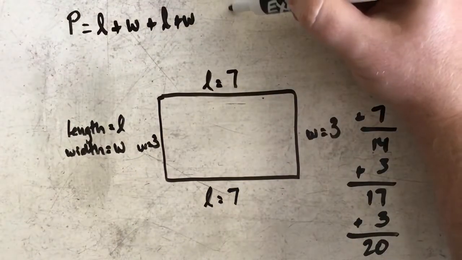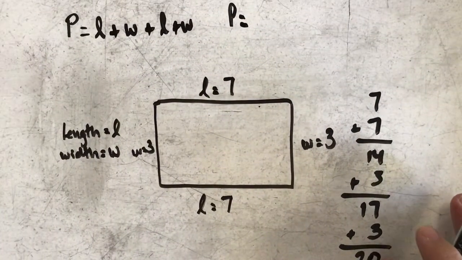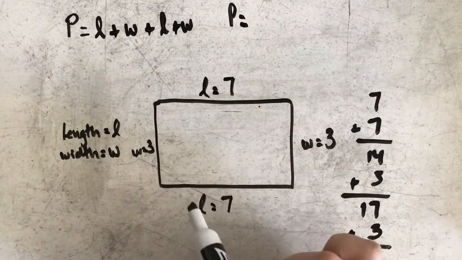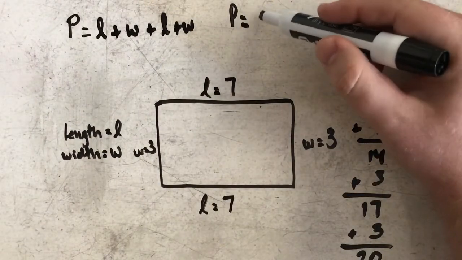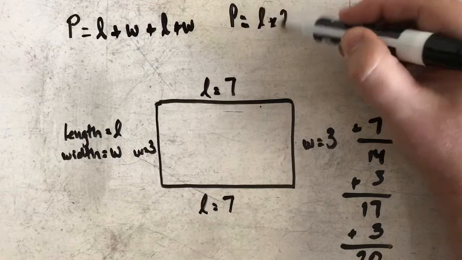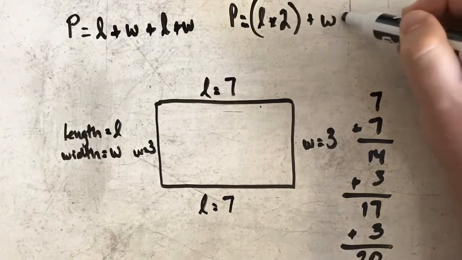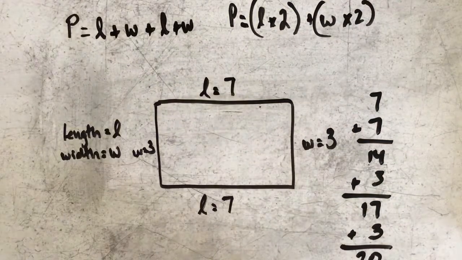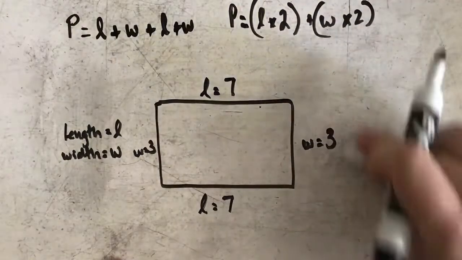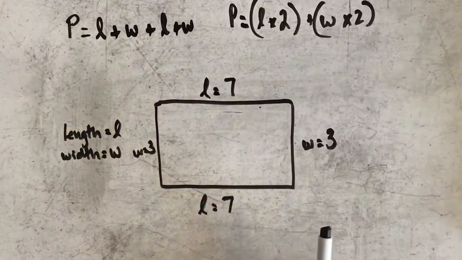Another formula that I could use to solve this perimeter problem is by simply multiplying the length and the width by 2 each. So I could say length times 2 plus width times 2. And that one looks a little bit different. I'm just going to plug in my length and my width into this formula and work it out.